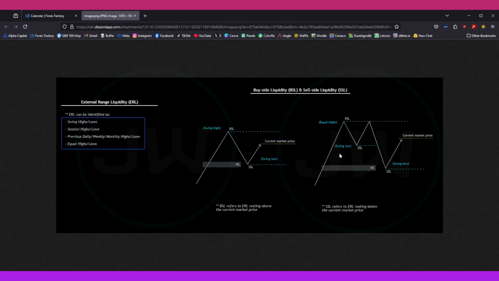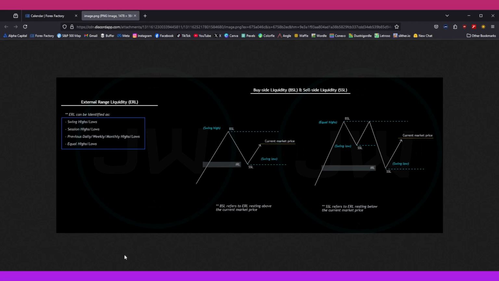If you see in this example here, in sell side liquidity, our equal highs also count as external range liquidity. So sell side liquidity refers to liquidity resting at the sell side below market price. That should be easy enough. Just look at our swing highs and swing lows.